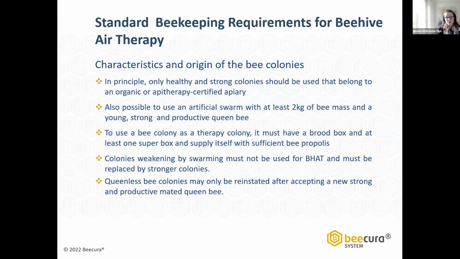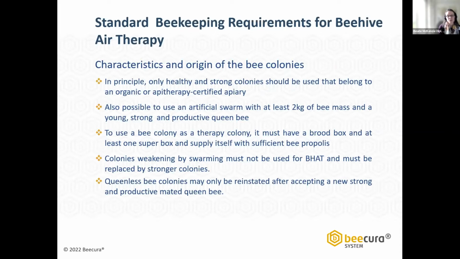The hive itself should have a brood box and a honey box on top, a super box on top of it. And that's really important so that you get all the volatiles that we've been talking about in the morning, that the bees have enough space and that they can build as they would naturally do in their environment. If you have a colony that's weakened by swarming, you must replace that.